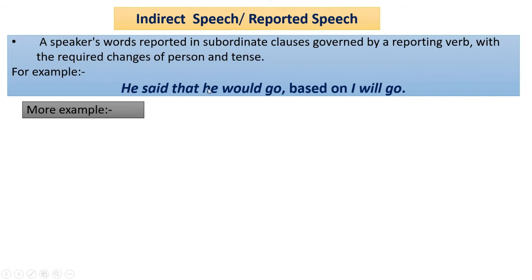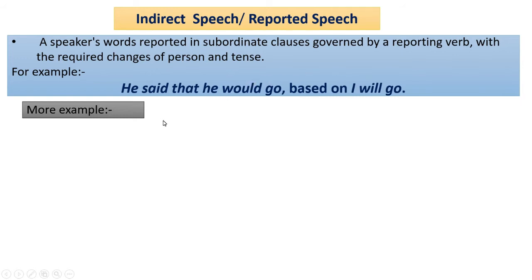For example, he said that he would go, based on I will go, right? And look closely, a speaker's words are reported in a subordinate clause, and see the conjunction or linker that is used. Half of the sentence is a subordinate clause, governed by a reporting verb. See, said is the reporting verb that governs, because I will go turns into he would go.